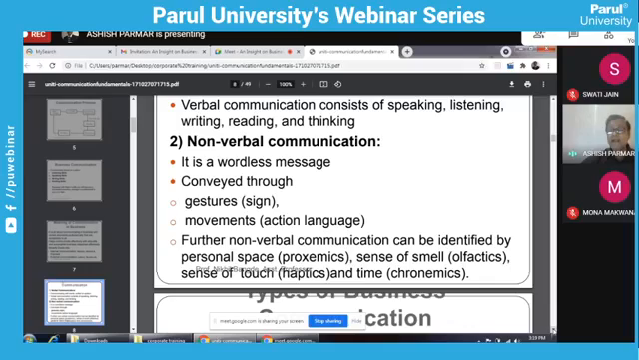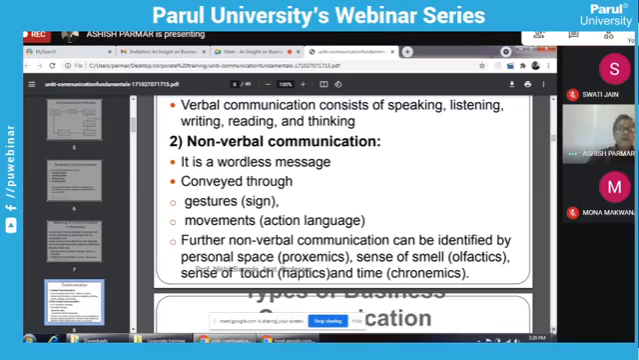Non-verbal communication can be identified by personal space. Proxemics is the space that you carry between people when you're talking to professionals, which you have to follow. Sense of smell, even sense of touch, and sense of time. Even your body language reflects your personality in time also. When you arrive at a meeting late and sit without saying sorry, that is body language which is very abrupt and negative.